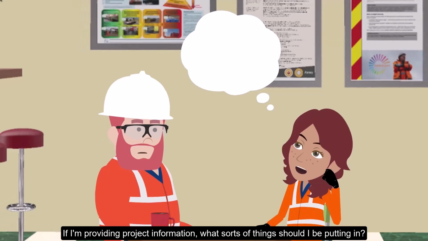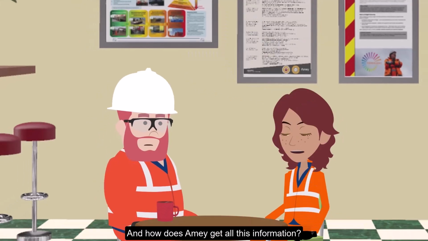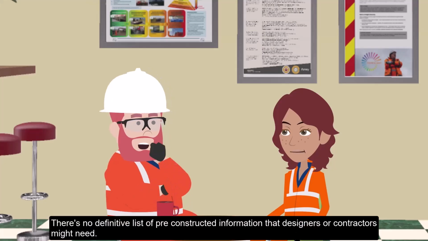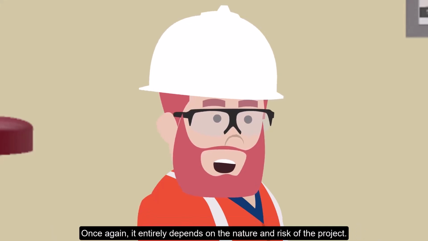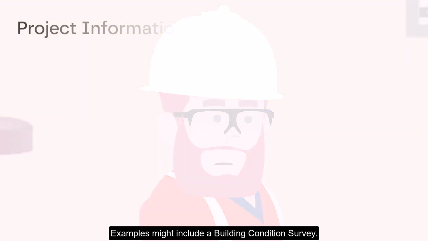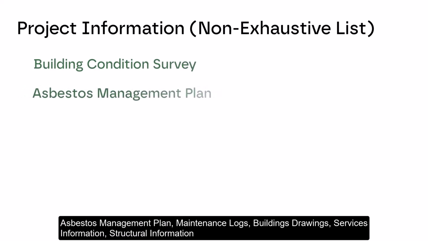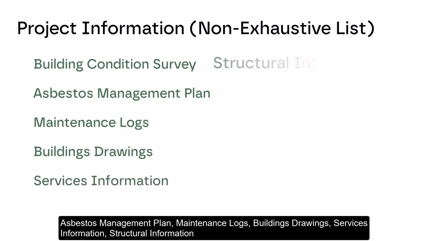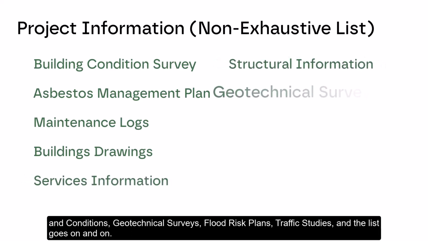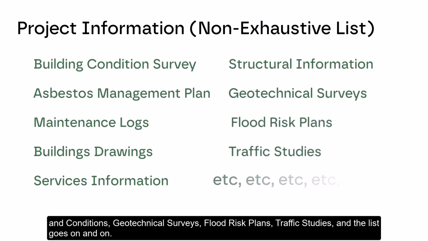If I'm providing project information, what sorts of things should I be putting in? And how does Amy get all this information? There's no definitive list of pre-construction information that designers or contractors might need. Once again, it entirely depends on the nature and risk of the project. Examples might include a building condition survey, asbestos management plan, maintenance logs, building drawings, services information, structural information and conditions, geotechnical surveys, flood risk plans, traffic studies, and the list goes on and on.